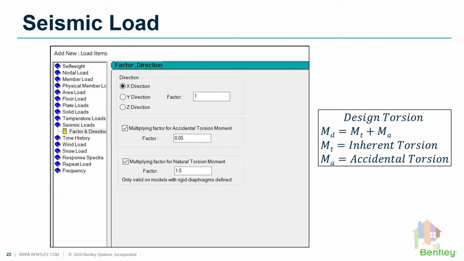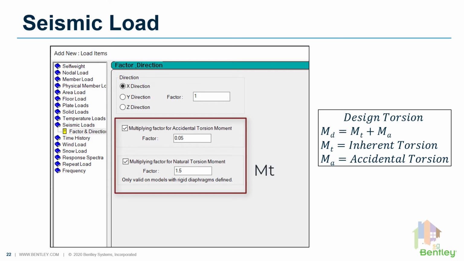Now there are 2 additional options: multiplying factor for accidental torsion and natural torsion. Various international building codes suggest to increase the shear force in lateral load resisting elements generated from the twisting about the vertical axis of the building. For diaphragms that are not flexible, the distribution of lateral forces at each level shall consider the effect of the inherent torsional moment Mt and accidental torsional moment Ma. To understand what these are and how to apply them using the factors in the load window, we need to first understand how seismic force is applied to a floor and torsion is generated.